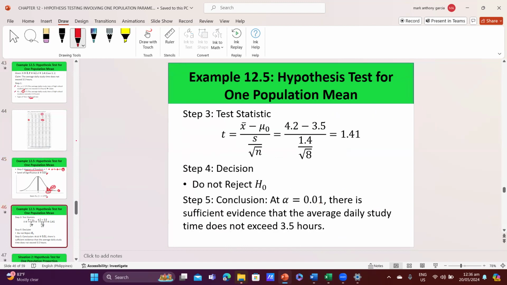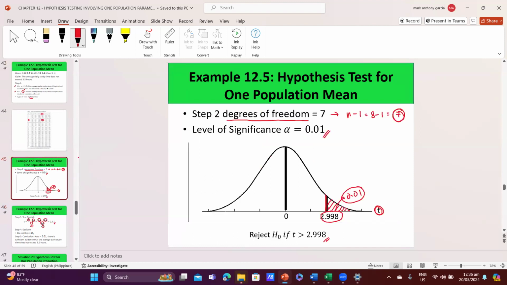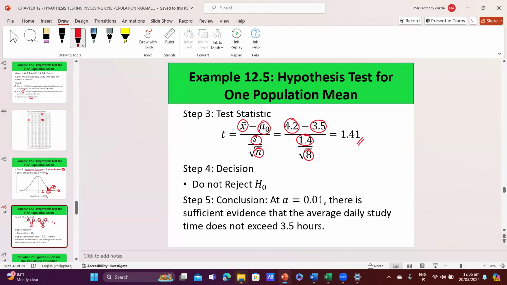So for step 3, we compute for the test statistic value. X bar is 4.2. The hypothesized value of the population mean is 3.5. The sample standard deviation is 1.4. And the sample size is 8. So using our calculators, we get 1.41. And from the t-distribution, 1.41 is to the left side of 2.998, which is in the non-rejection region. So that means our decision is do not reject H0.